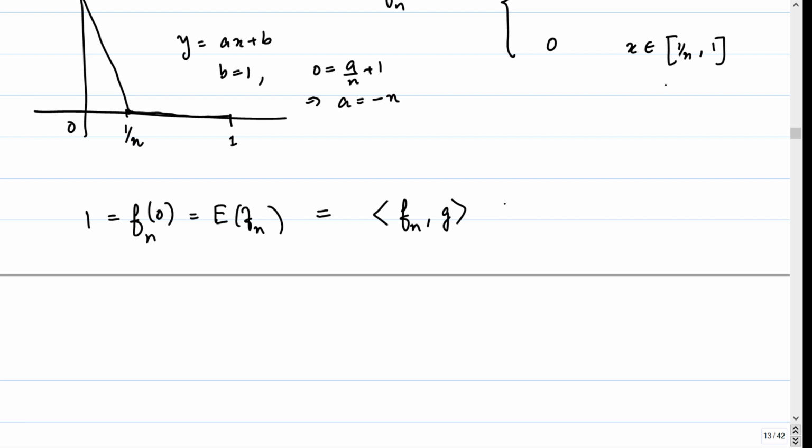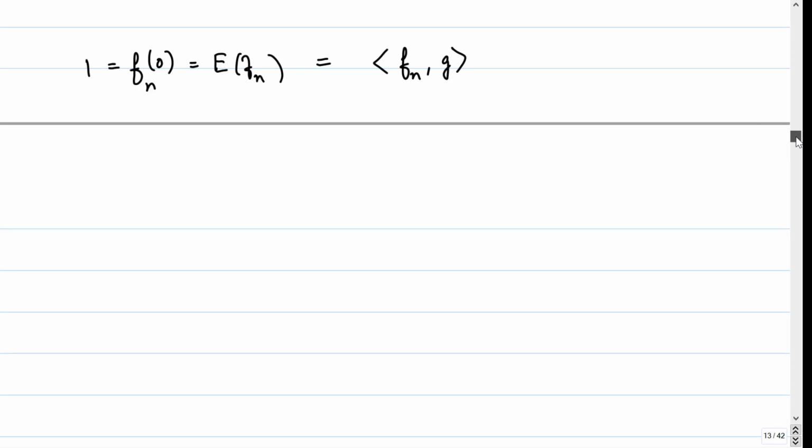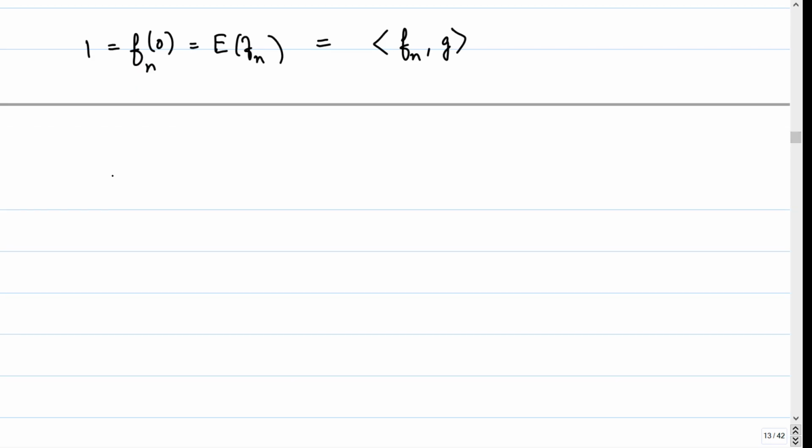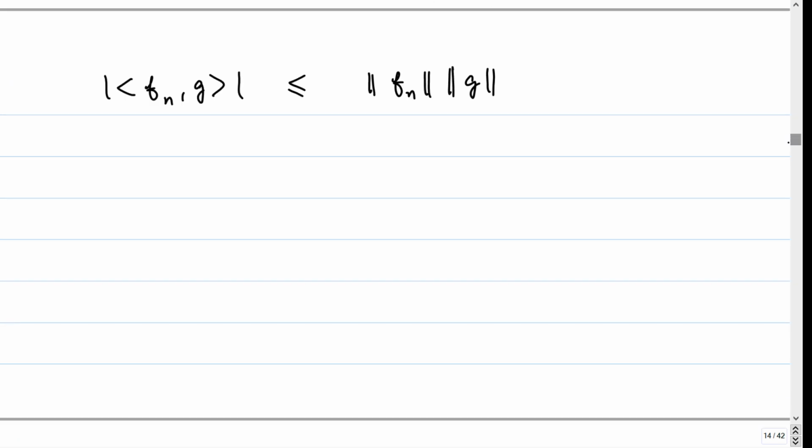So let's now study how the inner product of Fn with G is going to behave. We will now use the Cauchy-Schwarz inequality here to conclude that if you look at the modulus of the inner product of Fn with G, this is less than or equal to the length of Fn times the length of G. Now, the length of G is fixed. Let's call it some number C, and let's see what the length of Fn is.